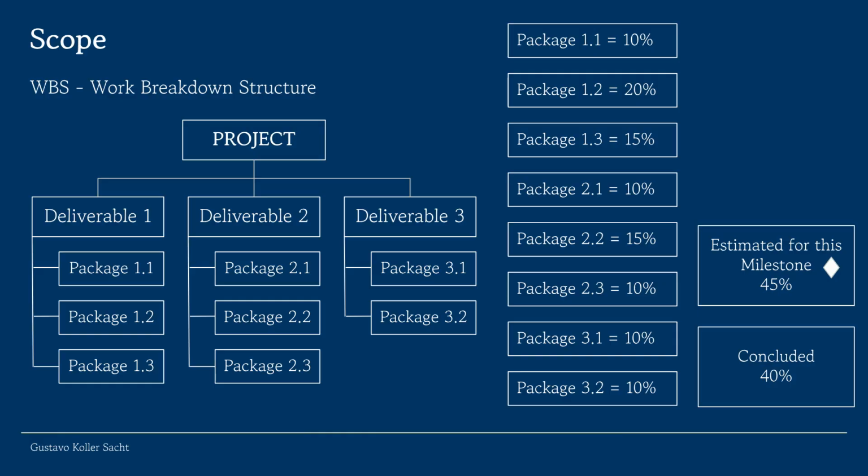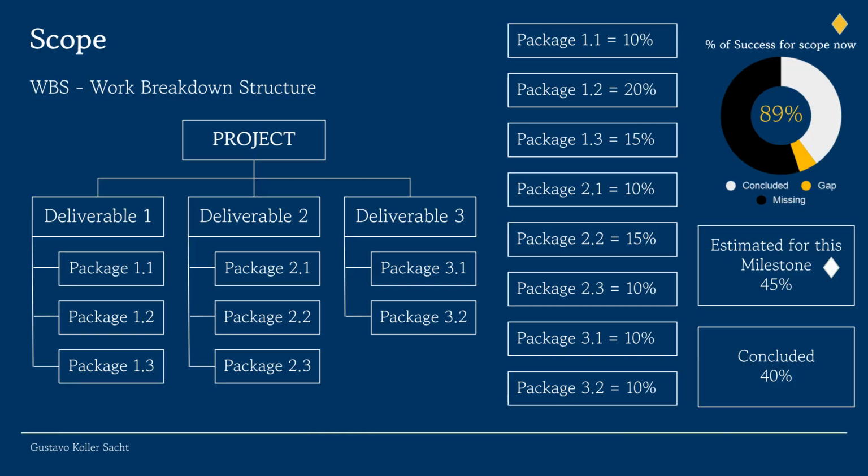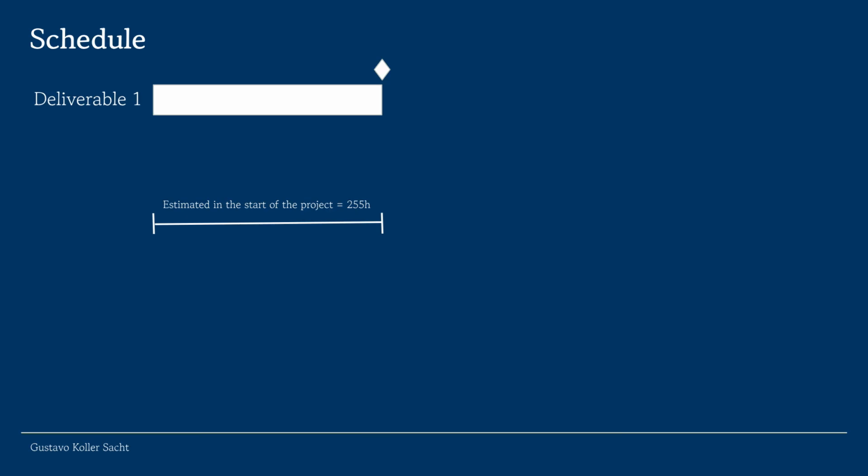Now we can compare the estimated percentage for the milestone, 45%, with the actual concluded percentage, which is 40%. This allows us to visualize the current progress and identify any gaps in the scope completion, shown here as a percentage of success. Next, let's look at the schedule baseline.